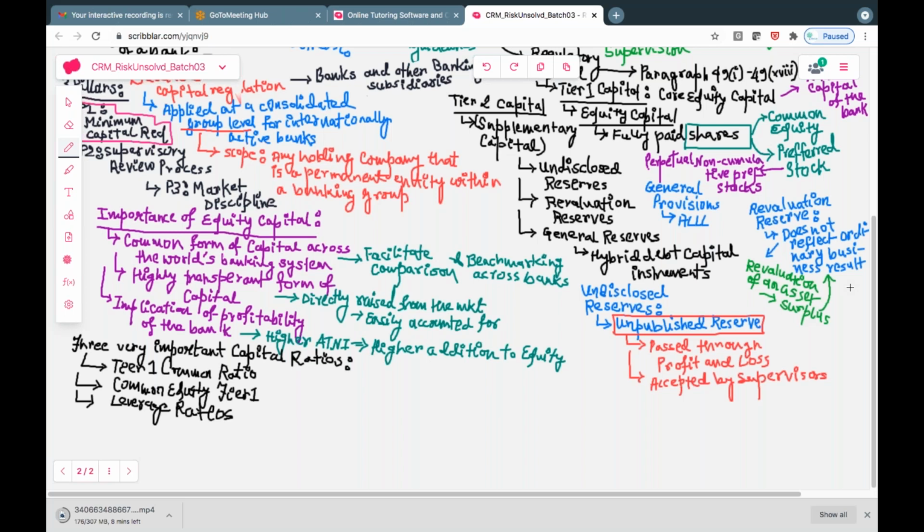So one of the points that we saw was that one of the biggest advantages tier one capital had was on the element of transparency, right? There was this common form of capital across the world. It's a highly transparent form of capital, and it is the implication of the profitability of the bank. So basically this gives us a detailed idea about the profitability of the bank, right?